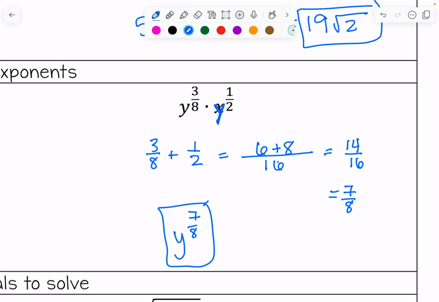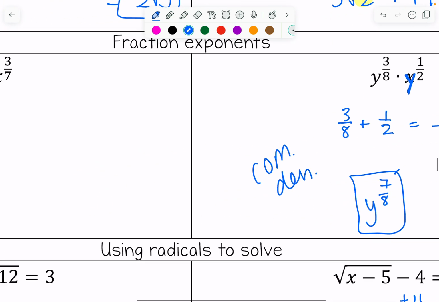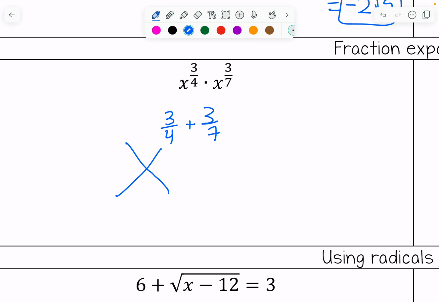All right, now we're going to go ahead and multiply fractions. Sorry for this one having the wrong variable, but we add. So we have to have common denominators. So let's go ahead and take a look at this one over here. With our bases being the same, we're going to take 3/4 and add it to 3/7. Their common denominator is 28, so I'm going to times by 7, times by 7, times by 4, times by 4. That's going to give me x to the 21 with the 28 as the denominator.